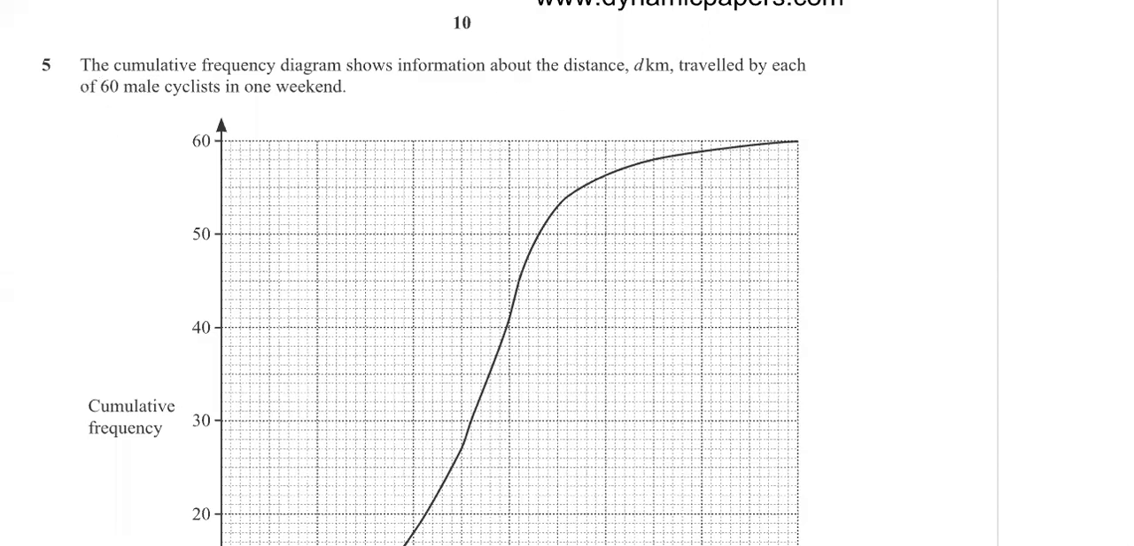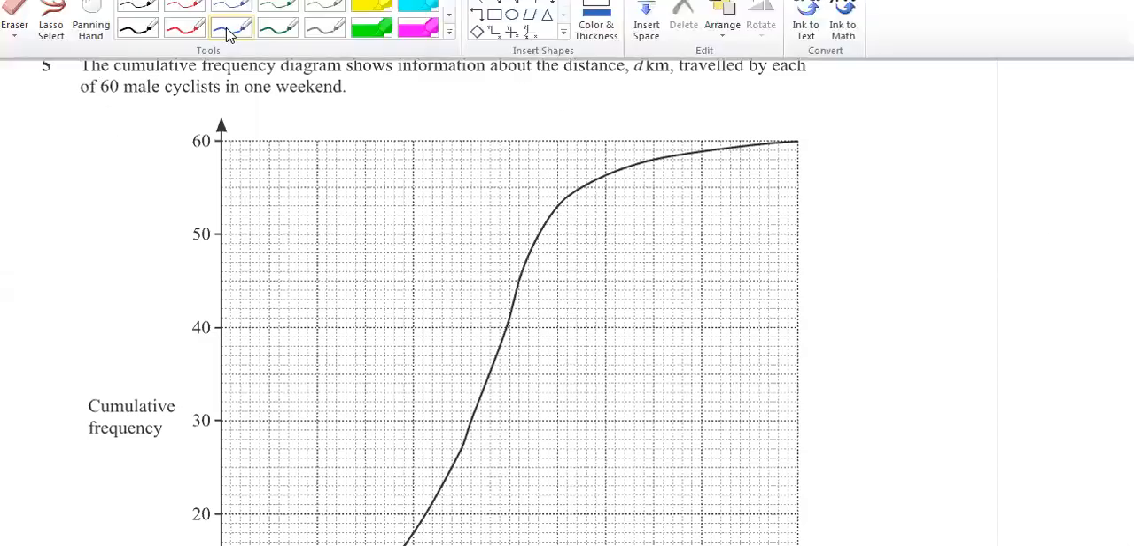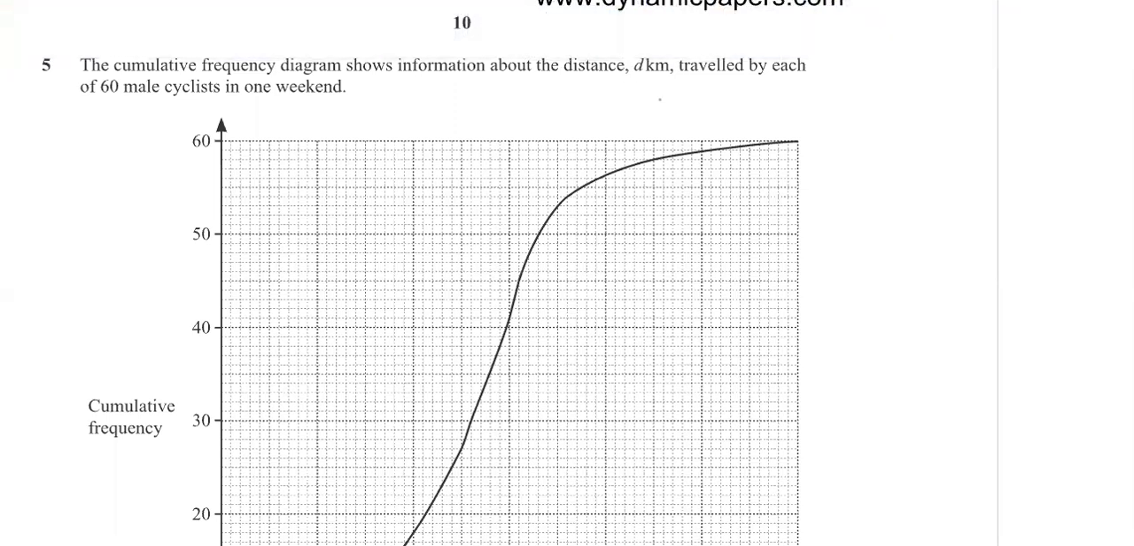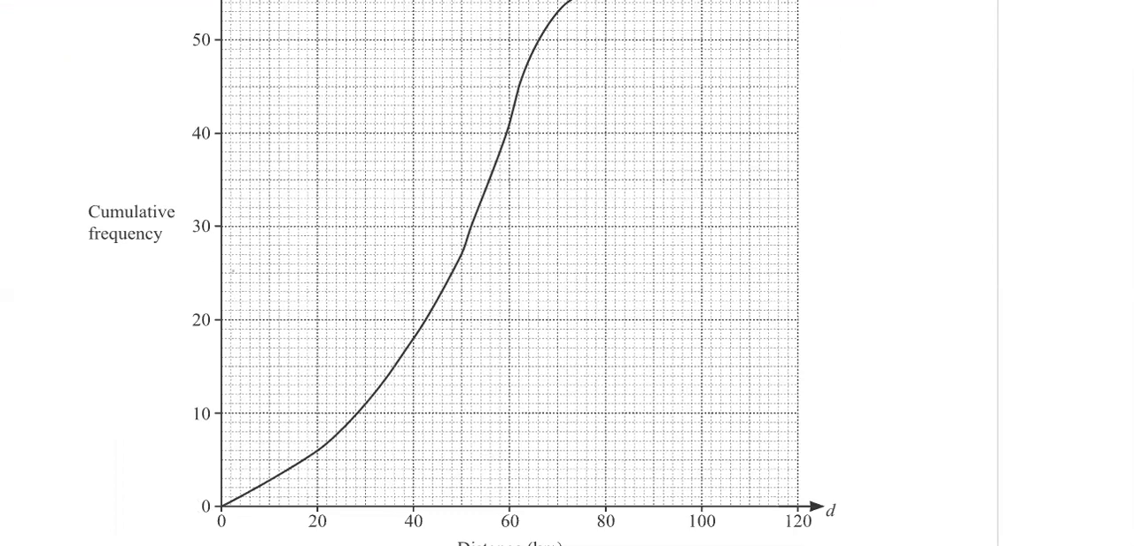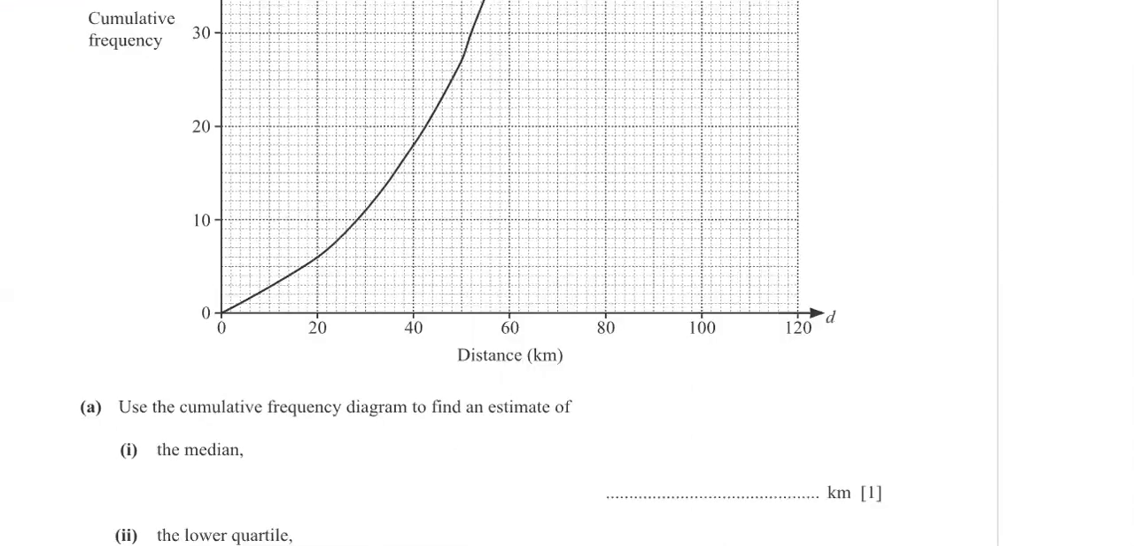Which is the cumulative frequency diagram, it shows information about the distance d kilometers traveled by each of 60 male cyclists in one weekend. Now, this is the cumulative frequency curve. What we have to do is use the cumulative frequency diagram to find an estimate of the median.